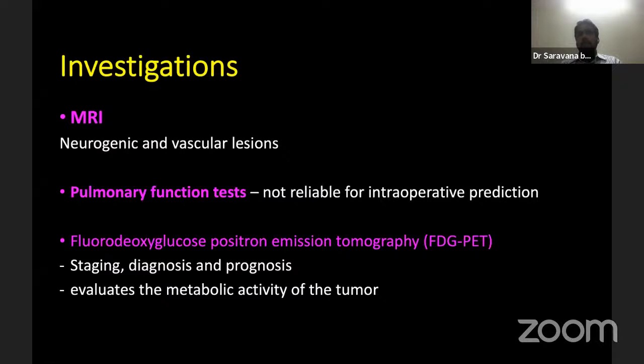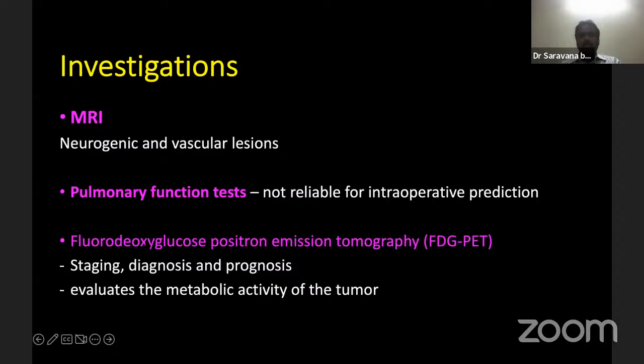But studies have shown that the reduction in peak expiratory flow rate during the pulmonary function test is the most reliable indicator for postoperative complications like postoperative airway obstruction, postoperative airway collapse, all those things. But intraoperatively, it was not a reliable investigation for planning our anesthesia management.